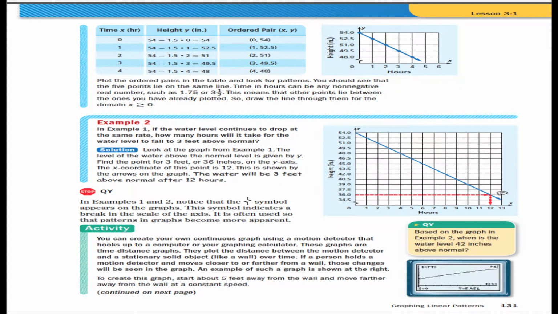So if we had extended this graph to be more like this one, again they have a discontinuity here, we could use this graph to help us predict that information.